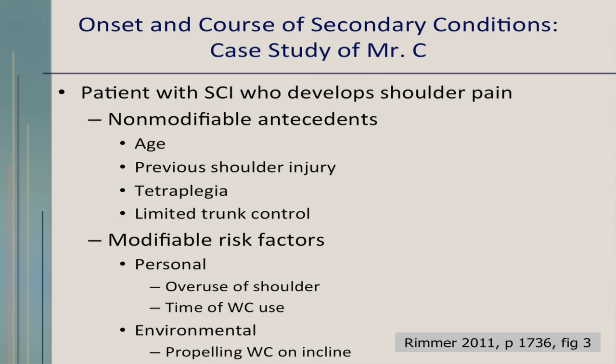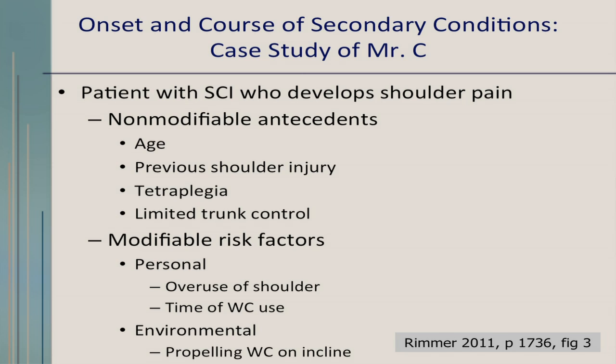So this article presents a case study of a Mr. C, who is a person with a spinal cord injury who has tetraplegia, and this person now develops shoulder pain. So Mr. C's non-modifiable antecedents include his age. Also his history of a previous shoulder injury related to overuse from before, as well as a fall where he injured his shoulder. He has tetraplegia. He also has limited trunk control, so he has partial use of his arms because of his spinal cord level, and he has limited trunk control. He also has no ability to use his legs.